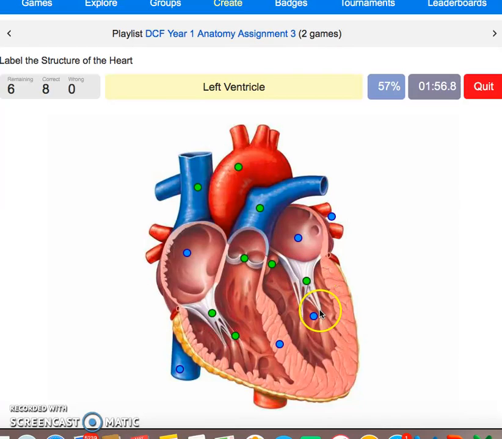The left ventricle. Receives blood from the left atrium and pumps blood through the semilunar valve into the aorta.